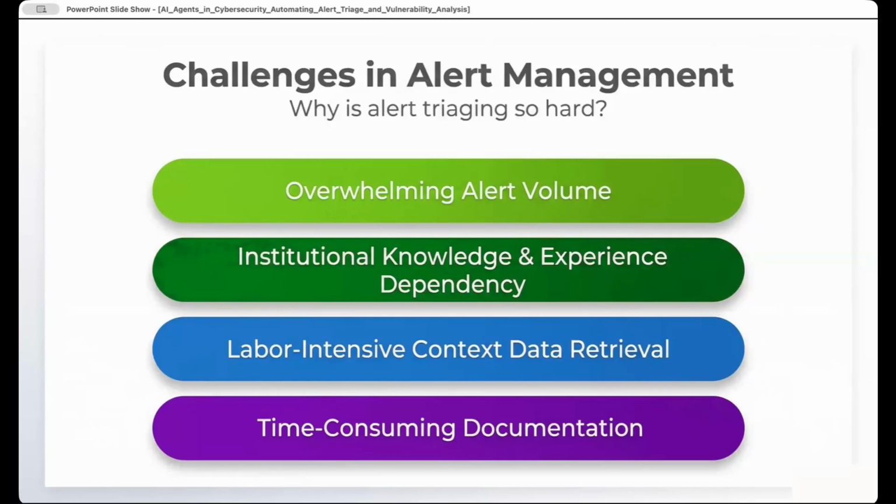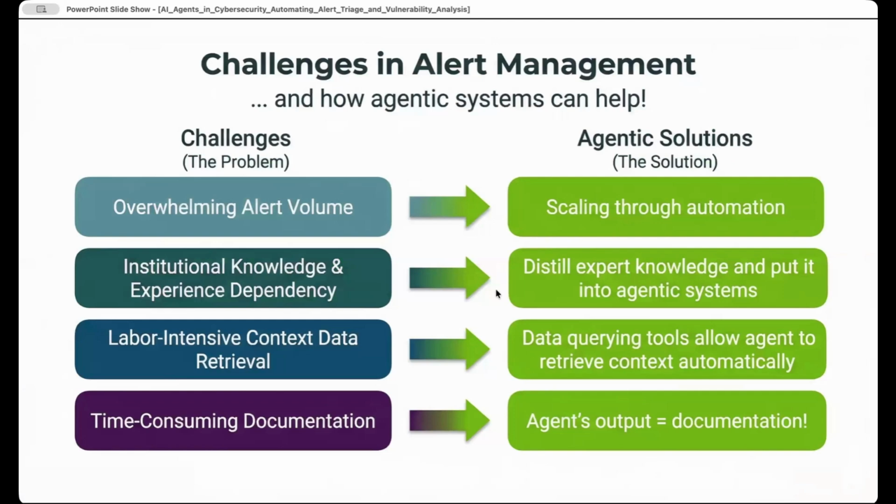How can we manage the alerts efficiently? The documentation also takes time, and usually any human may not be willing to write a very comprehensive document every time, right? So it's time consuming. But I think that's the power of Gen AI, which is to some extent good at writing long or detailed documentation for the system. So these are the challenges.